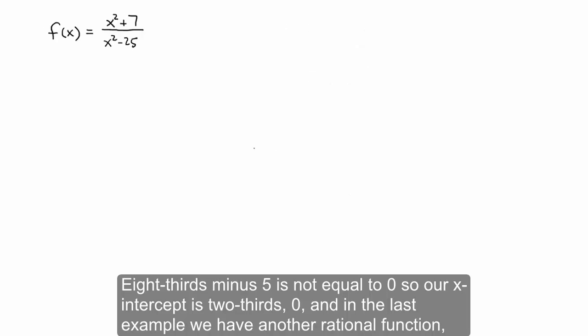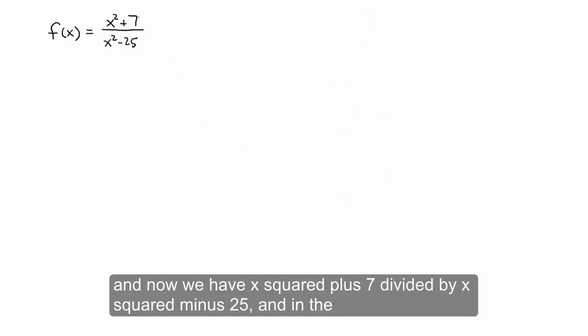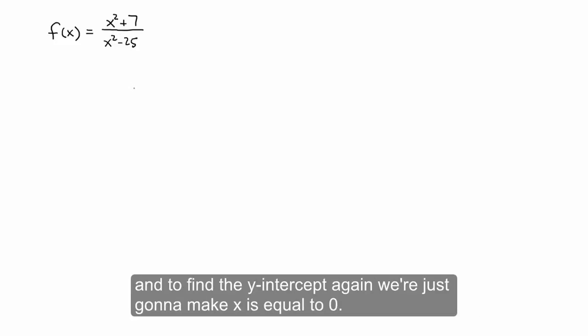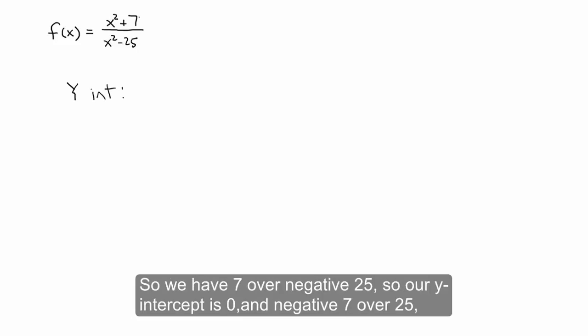And in the last example, we have another rational function. And now we have x squared plus 7 divided by x squared minus 25. And to find the y-intercept, again, we're just going to make x equal to 0. So we have 7 over negative 25. So our y-intercept is 0, negative 7 over 25.